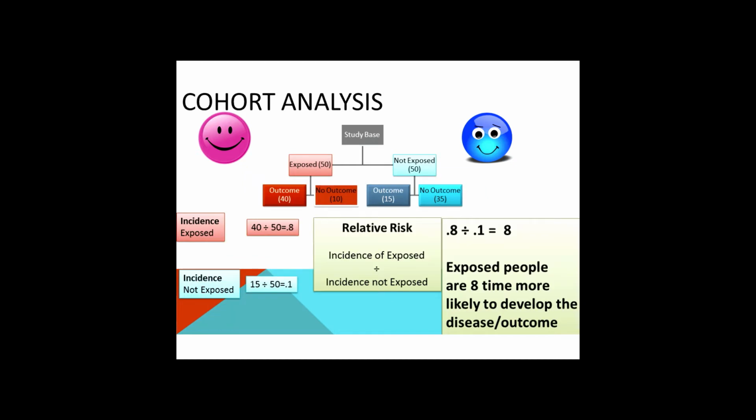So then after we calculate our incidence rate of our exposed versus our incidence rate of our unexposed, then we can calculate a relative risk. And the relative risk is simply the incidence rate of our exposed, which would be our 0.8 here, over our incidence rate of our unexposed, which is 0.1, and that equals 8. So exposed people are 8 times more likely to develop the disease than unexposed people.